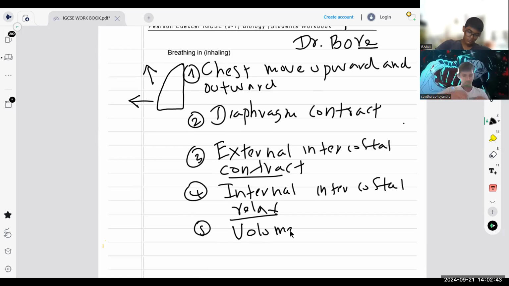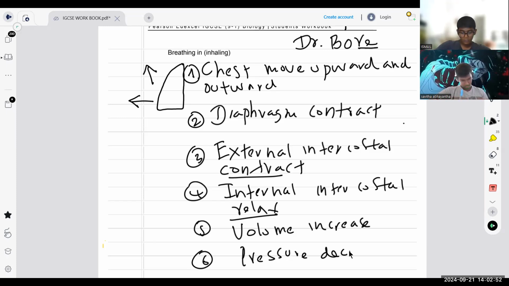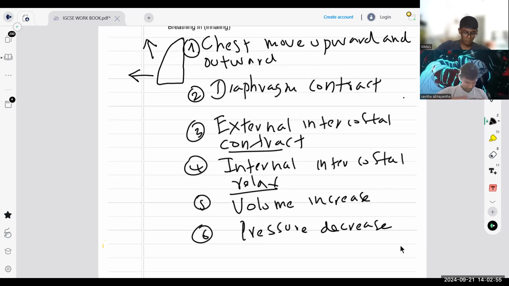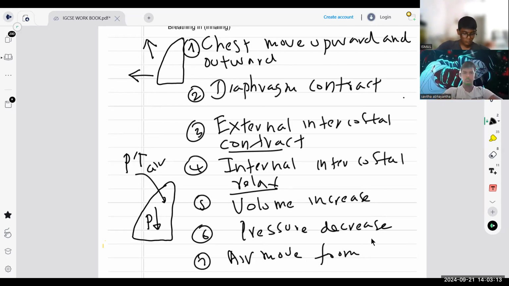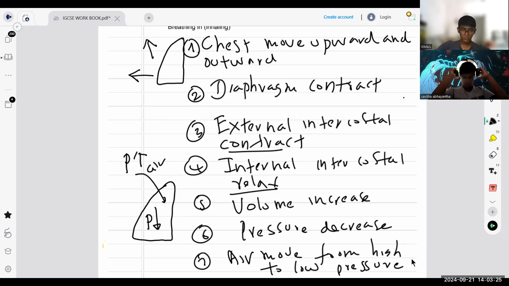Then volume increase. If volume increases, pressure decreases. Then we can again show the pressure changes. Pressure is low here, outside pressure is high. Then the air can move from high pressure to low pressure. So these are again the 7 steps of breathe in.